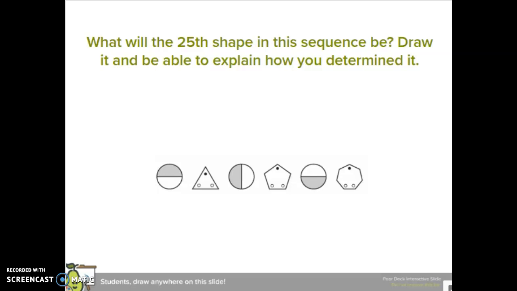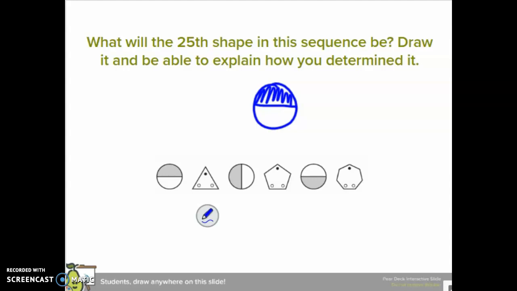All right, hopefully you figured it out or have a good educated guess, and I'm sure you have your reasoning on how you came up with your answer. The 25th shape of the sequence would be a circle with the top part shaded.